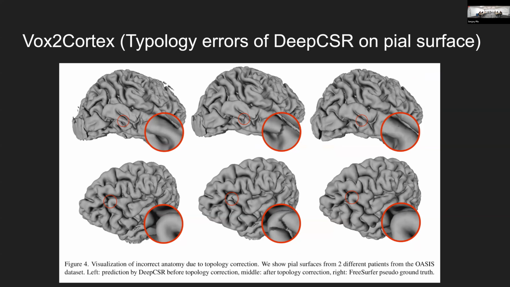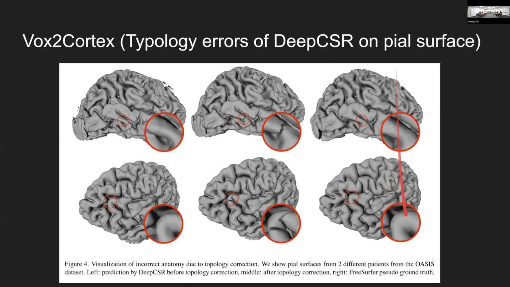So this shows you topology errors for some of the methods they compare against, which is the third paper in the series, which is Deep CSR. This is before topology correction, so there are some topology errors that they show. And after topology correction, because it's not aware of the brain structures, it tends to make artifacts that are even worse in some scenarios.